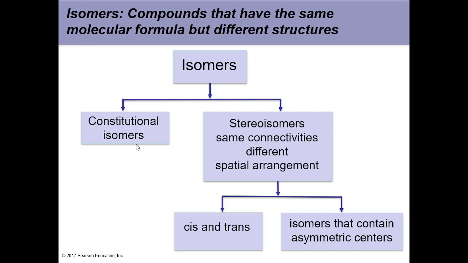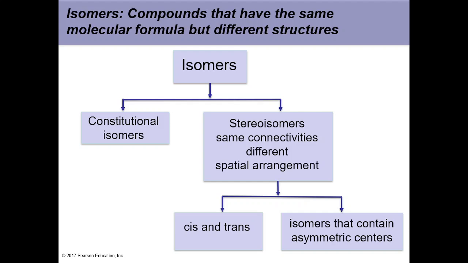One is constitutional isomers, something you should have learned from Chapter 3. Basically, the molecules have the same formulas, but the atoms are bound differently, in different orders. So if you draw the structures of the isomers, they look completely different.